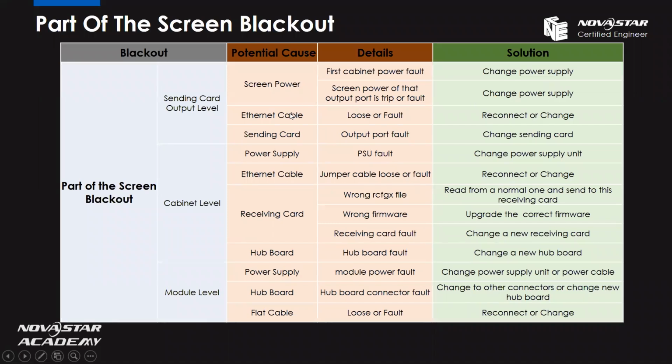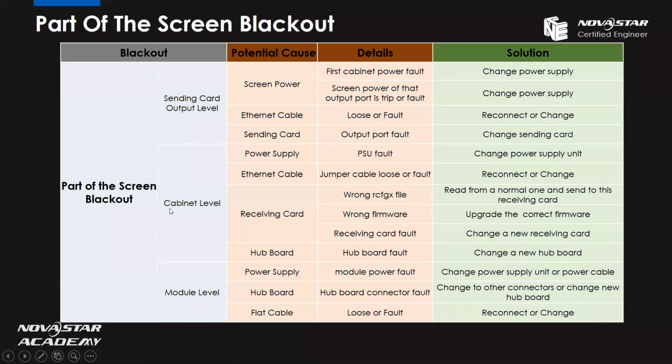And also, we need to check the Ethernet cable. If it is loose or there is something wrong, we need to reconnect or change another one. And for the sending card, we need to check the output port. If there is something wrong, we need to change the output port. But if there are not enough output ports, we need to change to another sending card.